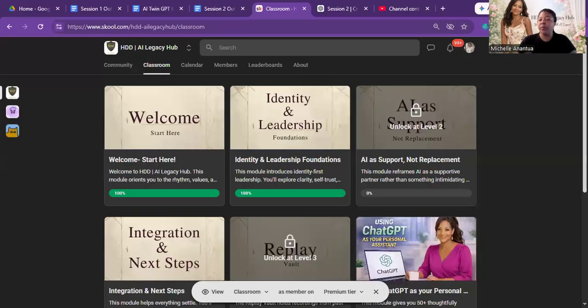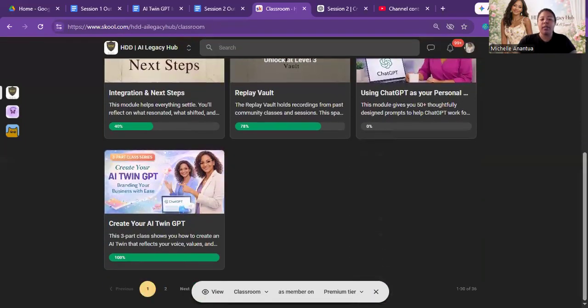So the class sits on our school platform in the HDD AI Legacy Hub. And when it comes to the class, there are two ways that you can gain access to this module right here. So the Create Your AI Twin GPT is what we're talking about. The first is through actual community engagement. So when it comes to the community, you're talking in the forums, you're leaving feedback on some of the modules that are already open to you. You know, you've gone ahead and marked them complete, etc.